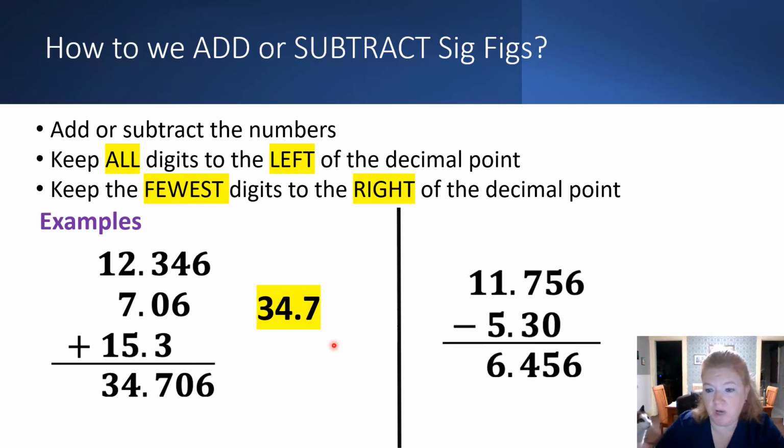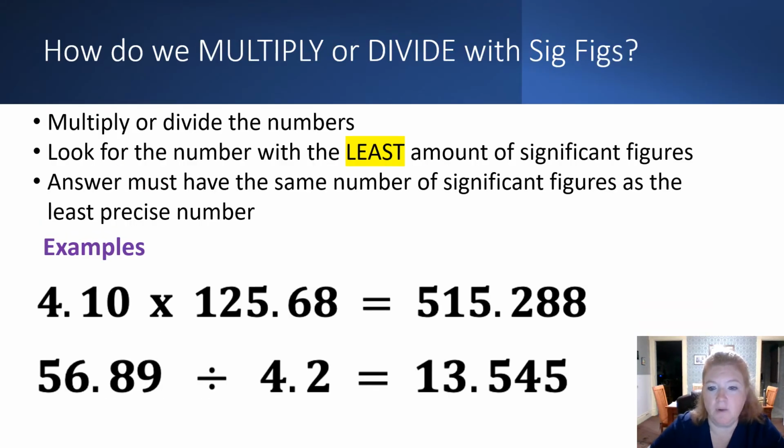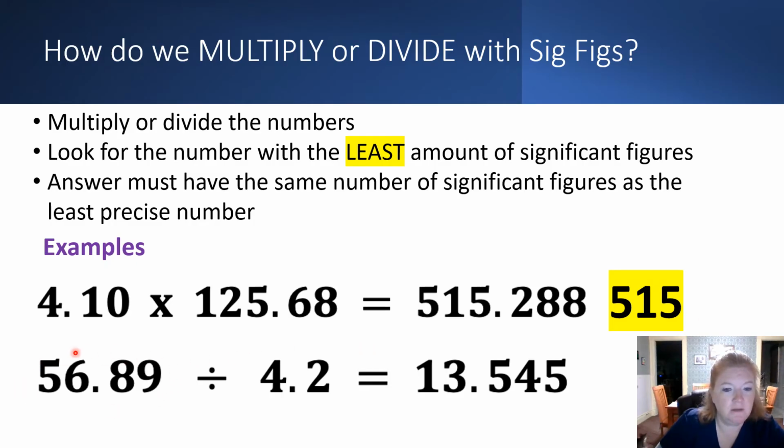Okay, here's a subtraction. Okay, why is it this? Because 3 after the decimal, 2 after the decimal, the lowest number is 2. So my answer can only have 2 after the decimal. All right, what about multiplying and dividing? My answer has to have the same number of significant figures as the least number. So what does that mean? Well, let's look. This has 3 significant figures, 5 significant figures. Okay, my answer can only have 3. 4 significant figures, 2 significant figures. Well, my answer can only have 2. That would be 14.